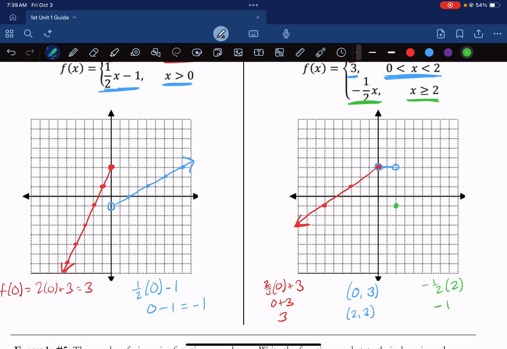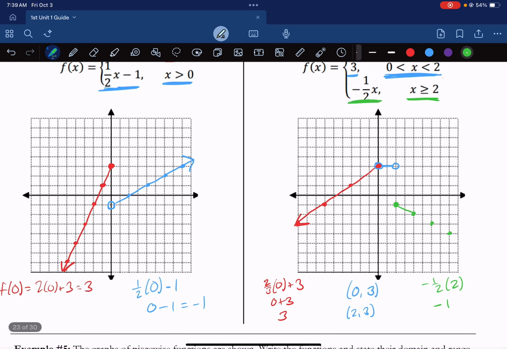Got that. And now I have a negative slope, but I have to be going to the right because it's everything greater than 2. So I'm going to be going down 1, right 2, down 1, right 2, down 1, right 2. And then there is the last piece of that graph.